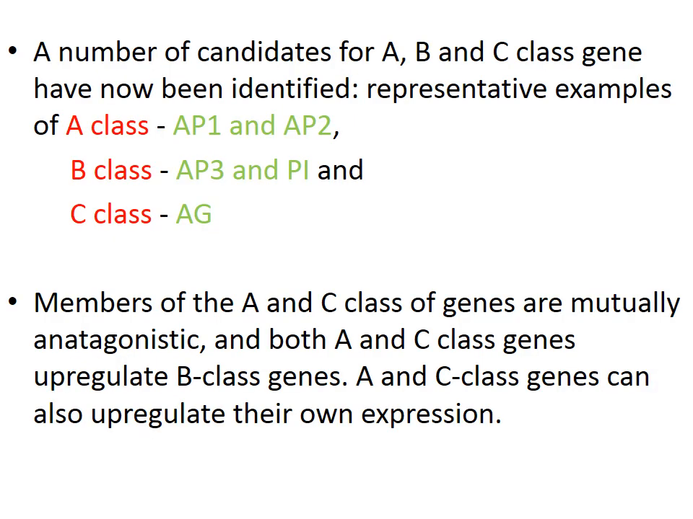A number of candidates for ABC class genes have now been identified. Representative examples are: class A is AP1 and AP2, class B is AP3 and PI, and class C is agamous. Members of A and C class genes are mutually antagonistic, and both A and C class genes upregulate B class genes. A and C genes can also upregulate their own expression.